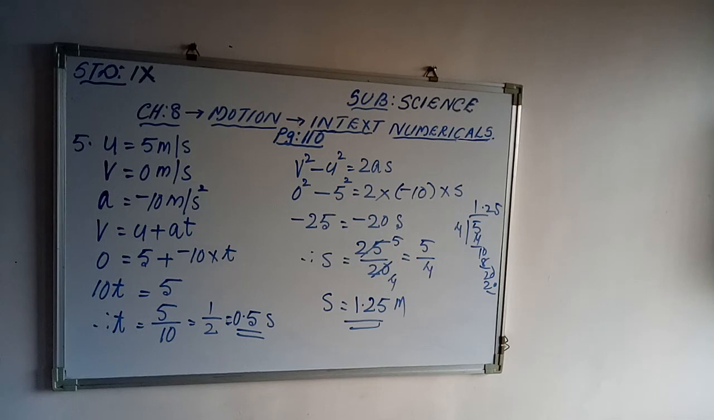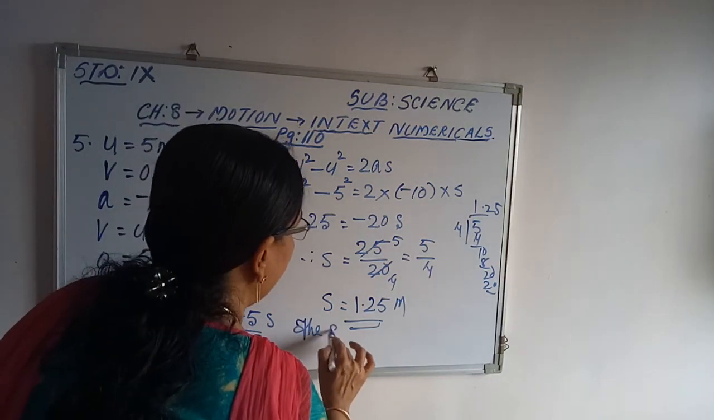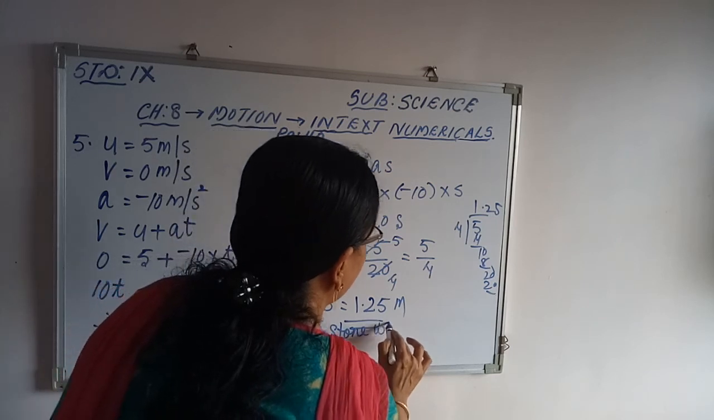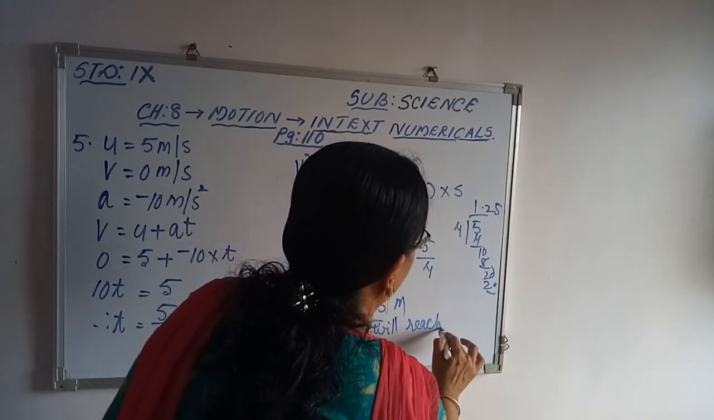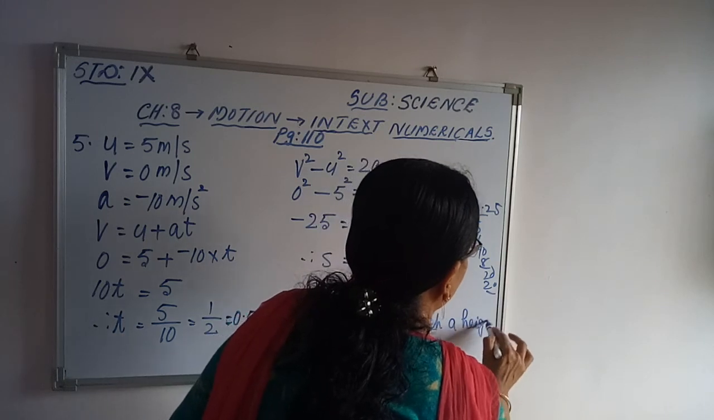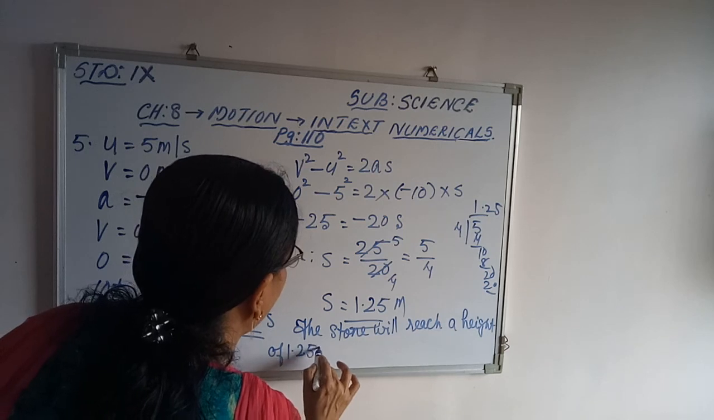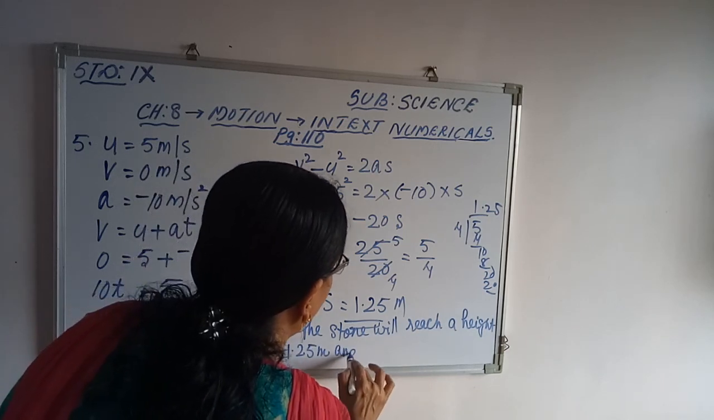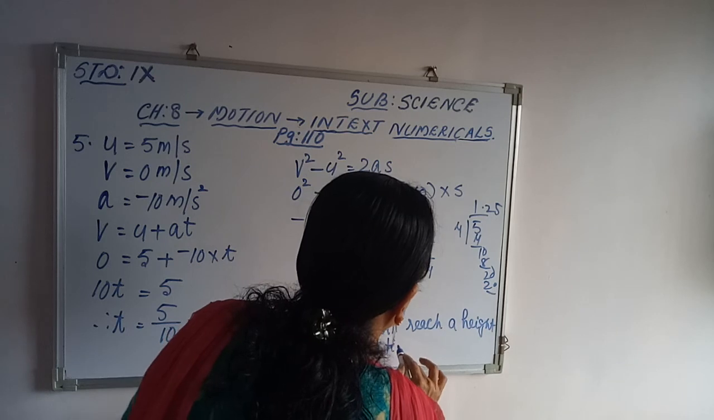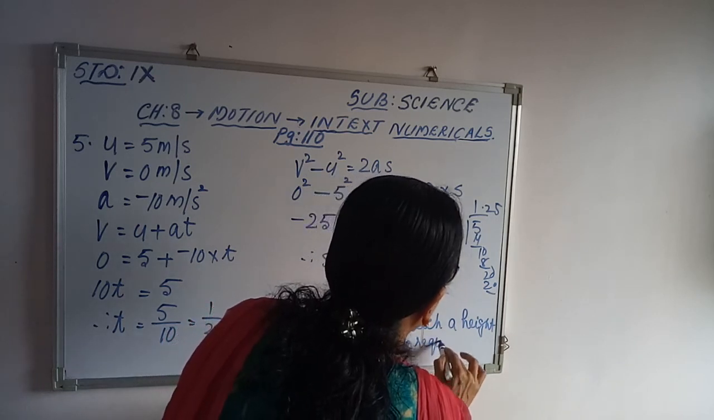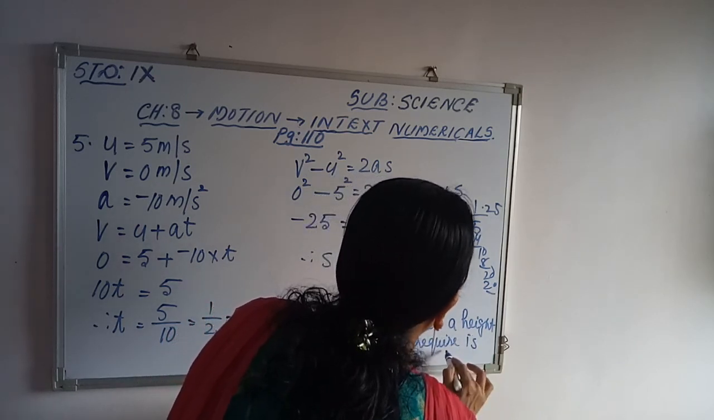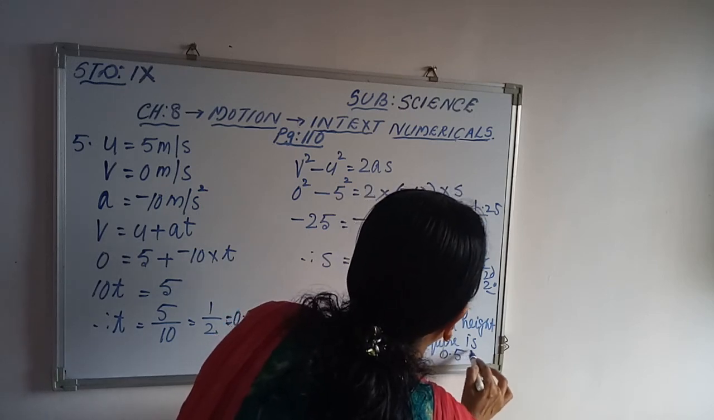The stone will reach the height of 1.25 meter and the time required is 0.5 seconds. So we can write the stone will reach a height of 1.25 meter and the time required is how much? 0.5 second.